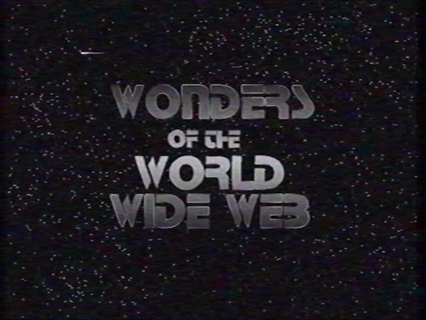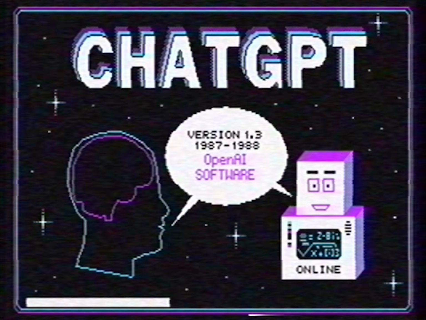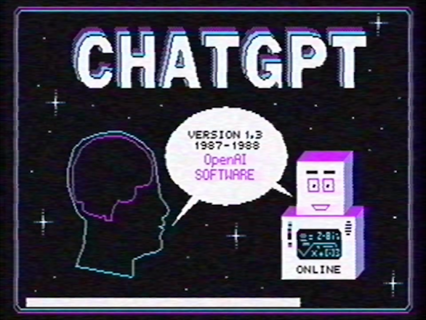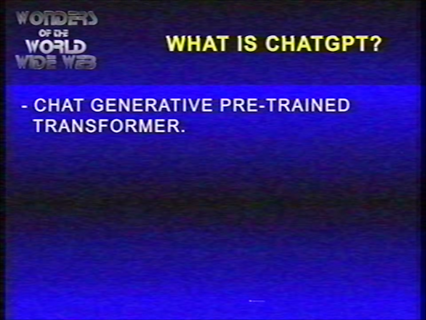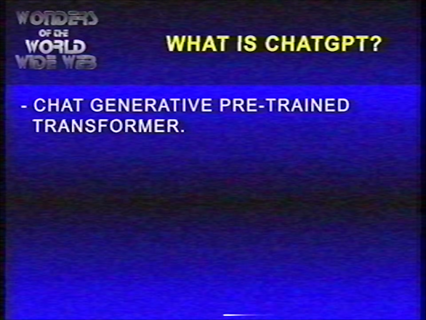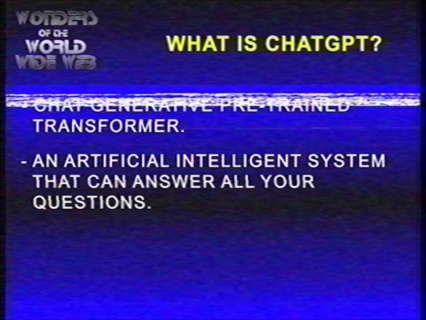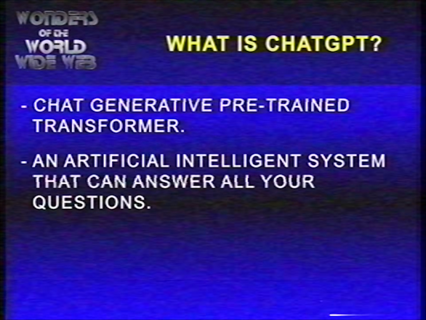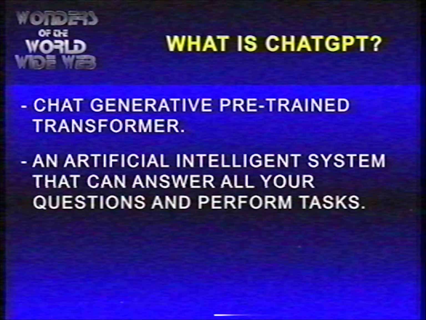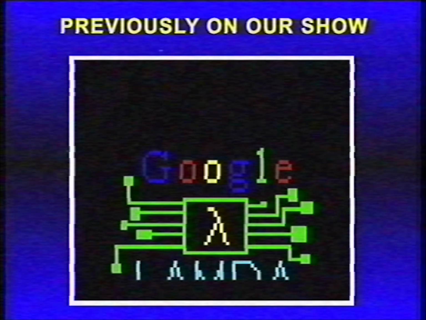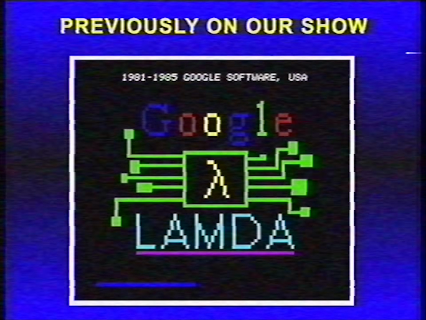In this episode, we're going to talk about ChatGPT. But what is ChatGPT? ChatGPT stands for Chat Generative Pre-trained Transformer. Transformer. I love Transformers. ChatGPT is an artificial intelligence system that can answer all your questions and even do some tasks for you. Wow! In an earlier episode, we showed you the AI system Google Lambda, which was very impressive. Unfortunately, it crashed after I asked a question about the meaning of life. But ChatGPT is even smarter.